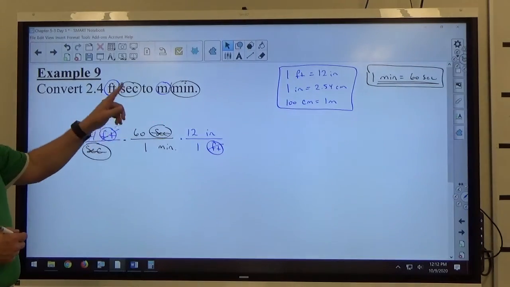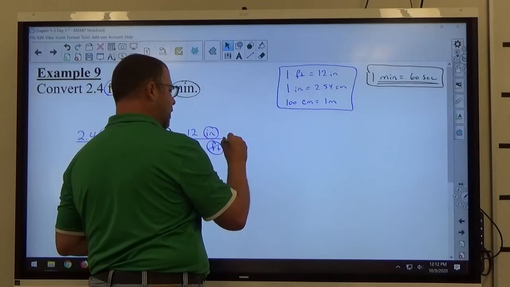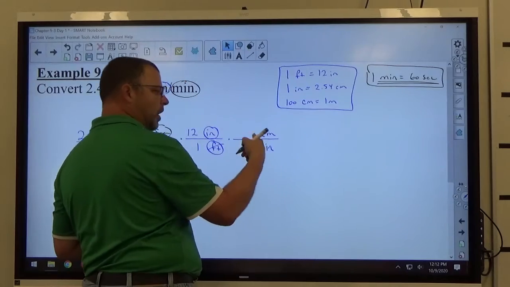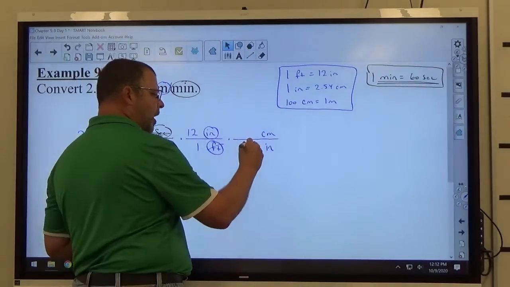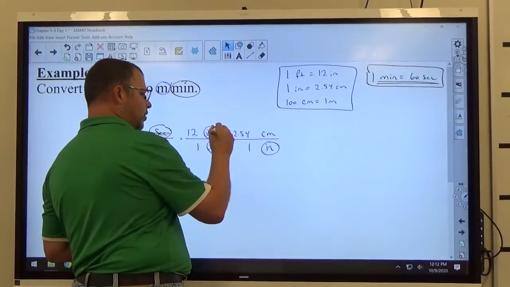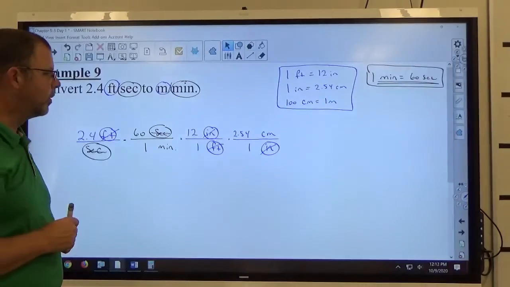Now I'm in inches. I'm going to next go to centimeters. And currently inches lives in the top. So when I make my inches and centimeters facts, I need to put inches on the bottom, centimeters on top, and 1 inch equals 2.54 centimeters. Inch on top, inch on bottom cancel. Centimeters is now the unit of length we're dealing with.